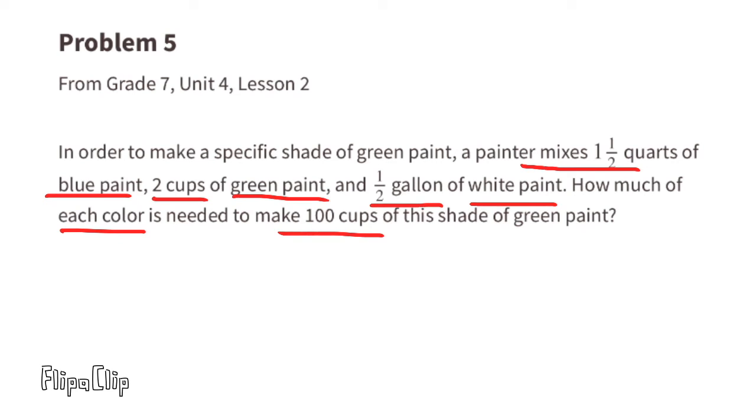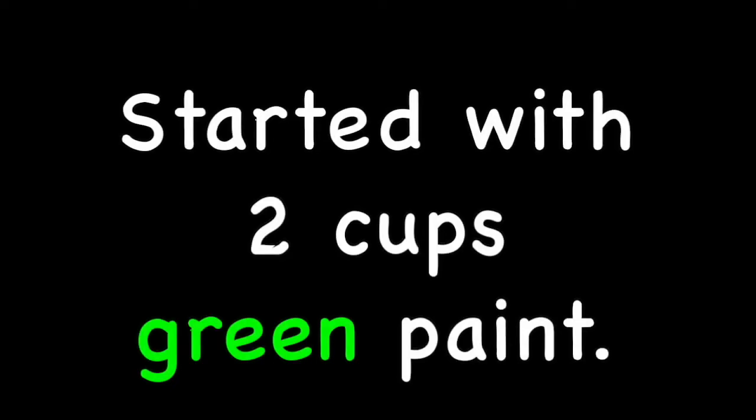The secret to answering this question is make all the units of measure cups. The painter originally started with 1½ quarts of blue paint. That's equal to 6 cups. That means that he started with 6 cups of blue paint. The information provided also tells us that the painter started with 2 cups of green paint.